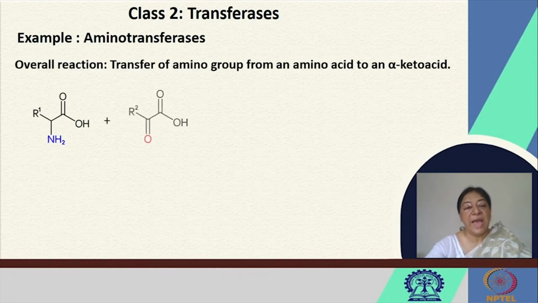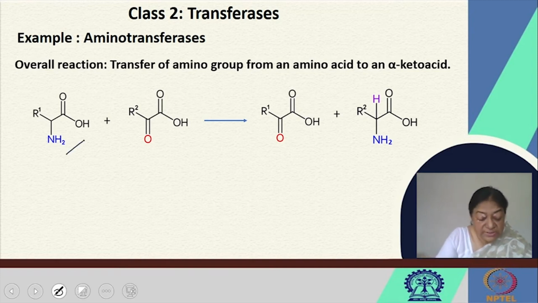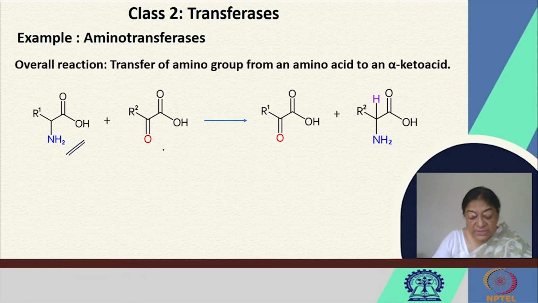The overall reaction involves the transfer of an amino group from an amino acid to a keto acid. So here is our amino acid. This is going to be transferred to an alpha keto acid. So we see this is the ketone group and this is the keto acid.